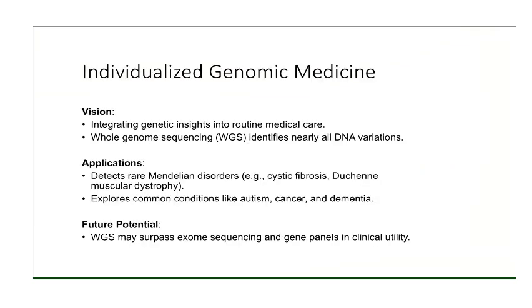Individualized genomic medicine leverages whole genome sequencing to identify nearly all DNA variations, enabling the detection of rare disorders and insights into common conditions like autism or cancer. As this technology evolves, WGS is expected to become the gold standard in precision medicine.